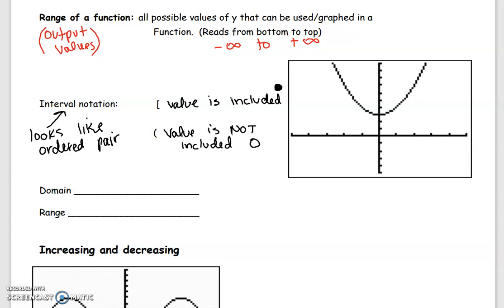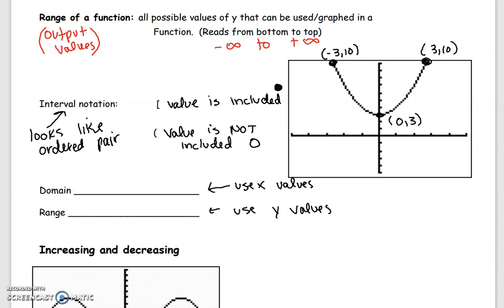So we're going to start here. We're going to use our domain and we're going to use our x values. And then we'll use our y values. So here we're going to call this a closed circle. Let's identify these points here. So this is at negative 3, 10. This is at 3, 10. And this we'll say is at 0, 3.